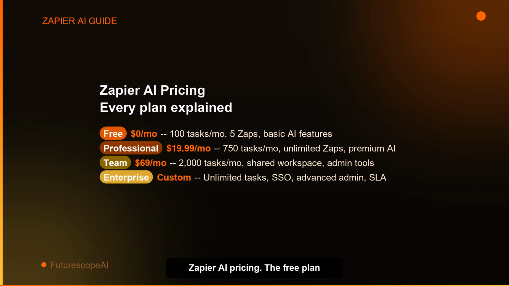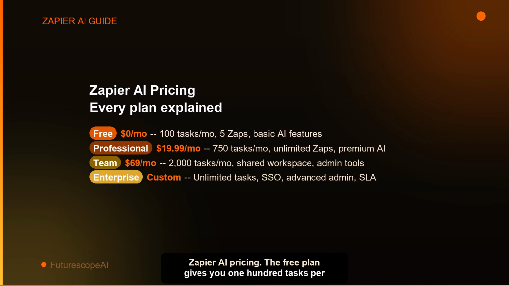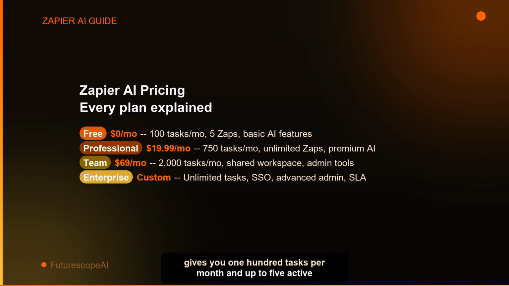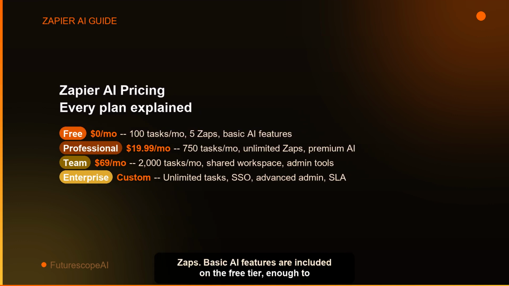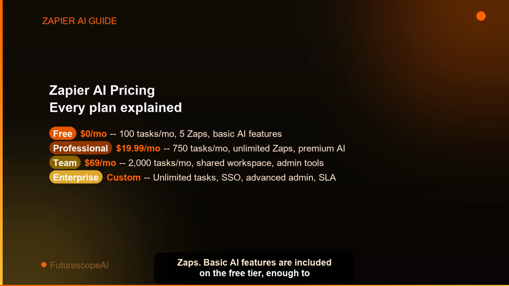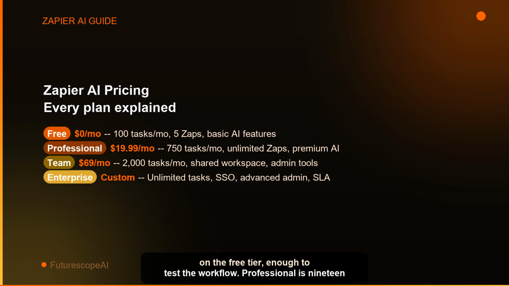Zapier AI pricing. The free plan gives you 100 tasks per month and up to 5 active Zaps. Basic AI features are included on the free tier, enough to test the workflow. Professional is $19.99 per month: 750 tasks, unlimited Zaps, and access to premium AI features including full AI by Zapier and Zapier Agents. This is the right plan for any individual using Zapier seriously for work.